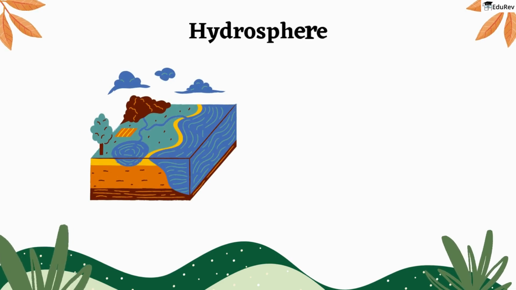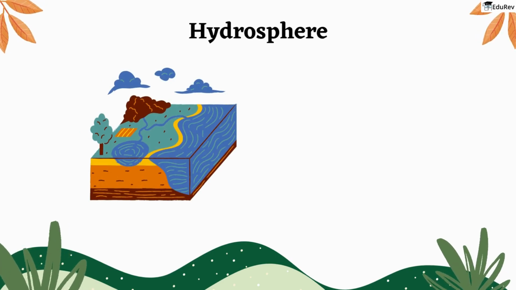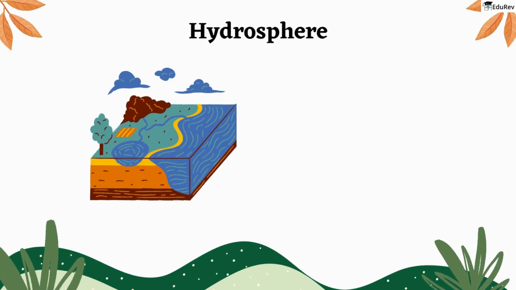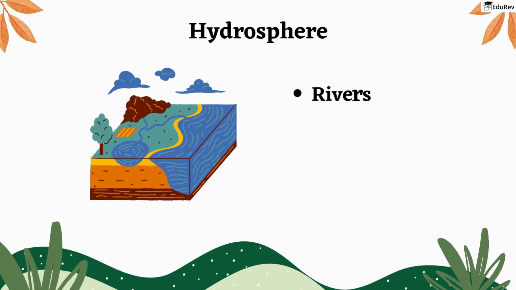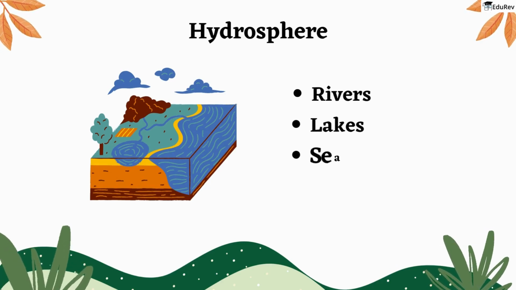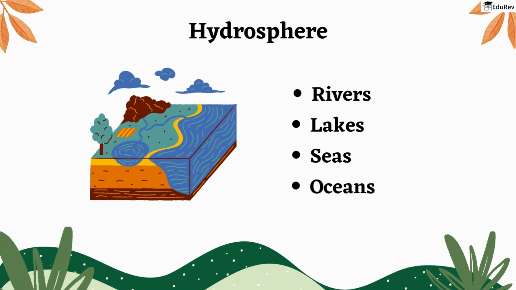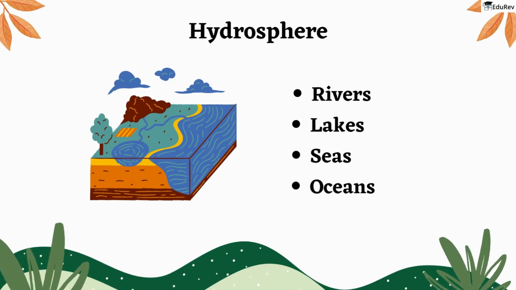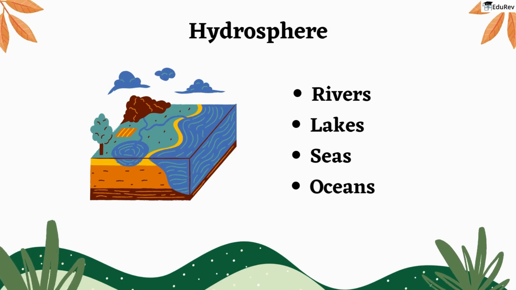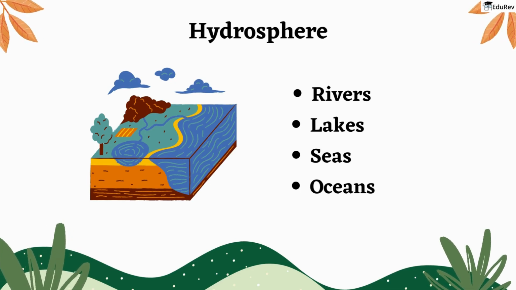Next, let's explore the hydrosphere, all the sources of water that surround us. This includes our sparkling rivers, shimmering lakes, salty seas, and vast oceans. Water is essential for all living organisms, including us humans. It's no wonder that we are often called the water planet.